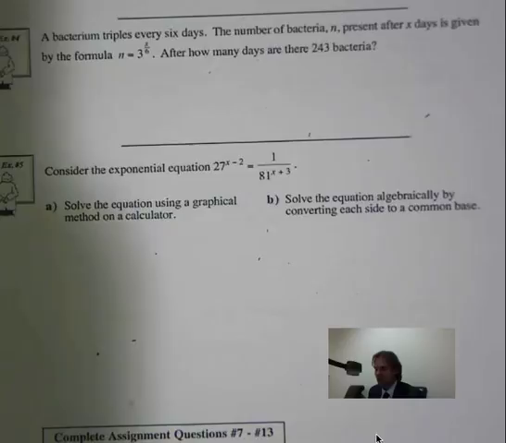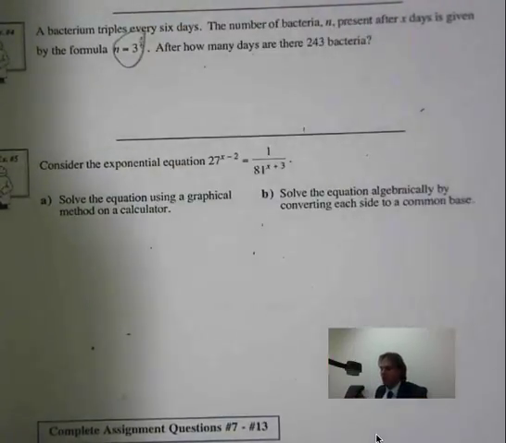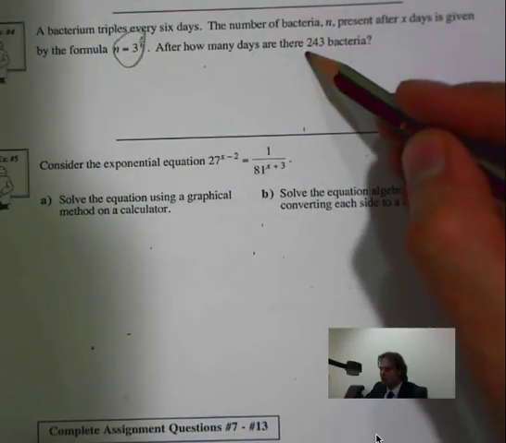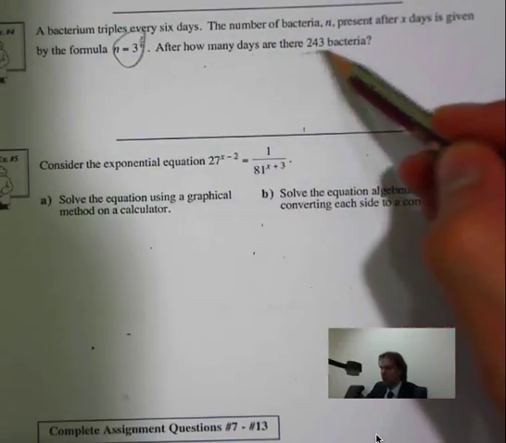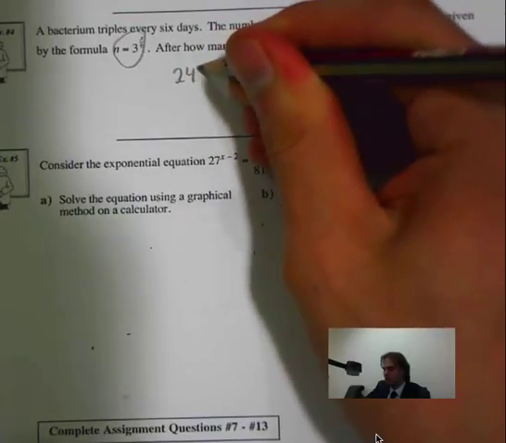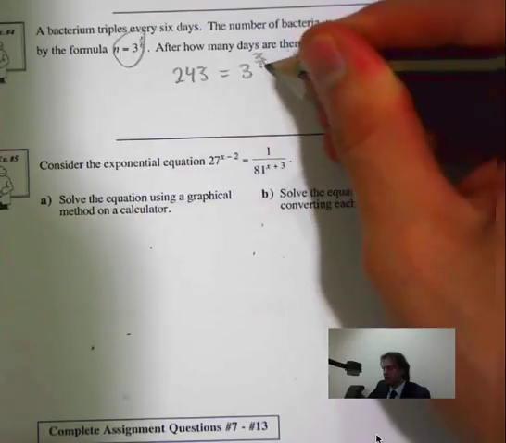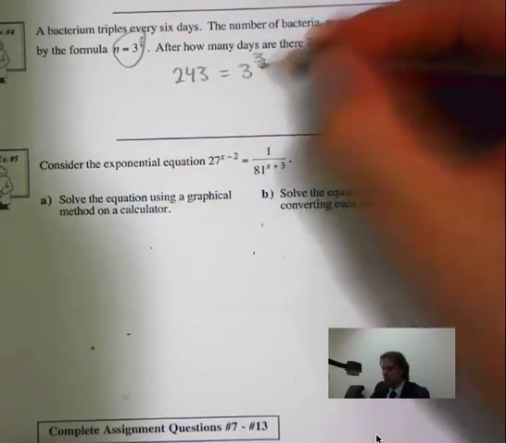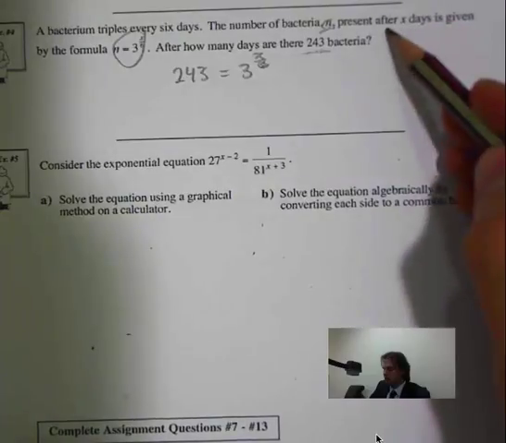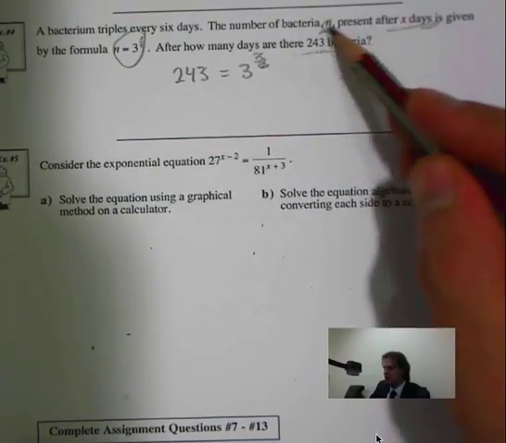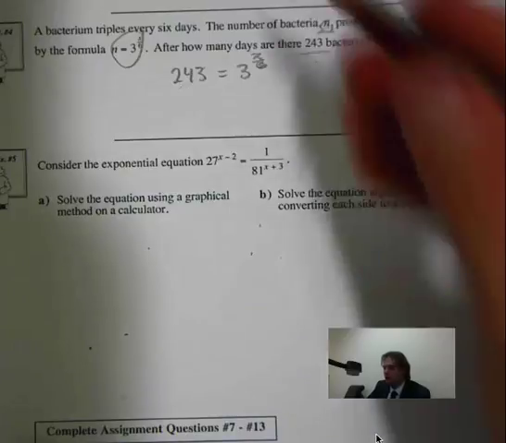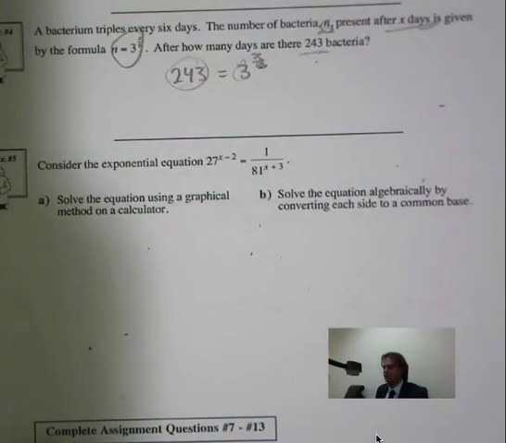Okay. So the next one is our word problem. It says, the bacterium triples every 6 days. The number of bacteria n present after x days is given by the formula. So here we just look at the formula, and it wants to know after how many days there will be 243 bacteria. So we want 243 is equal to 3 to the x over 6, right? So x is days, n is bacteria.